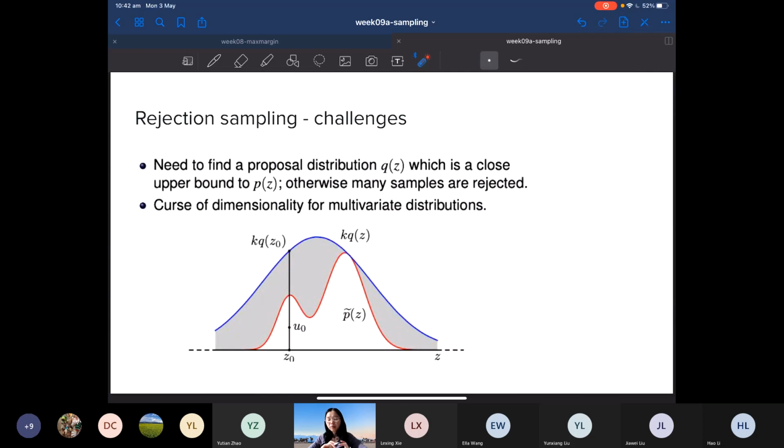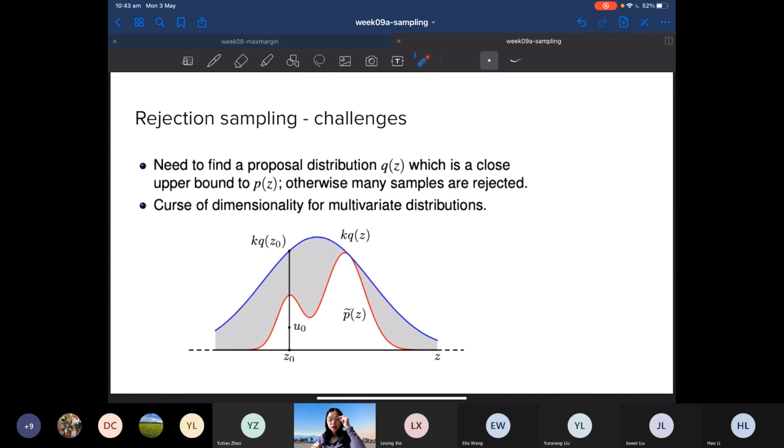So the articulation of the general challenge is that we want Q of Z to be an upper bound, and the ideal case is that it's as similar to P of Z as possible. Otherwise, many samples are rejected. As you can see in this picture, if we mentally take the outer product of this distribution and make it high dimensions, the additional space outside of the support of P of Z is going to be quite big, right? So basically, in high dimensions, finding a Q of Z that is very close to P of Z is non-trivial. And finding a Q of Z that always upper bounds P of Z is non-trivial.